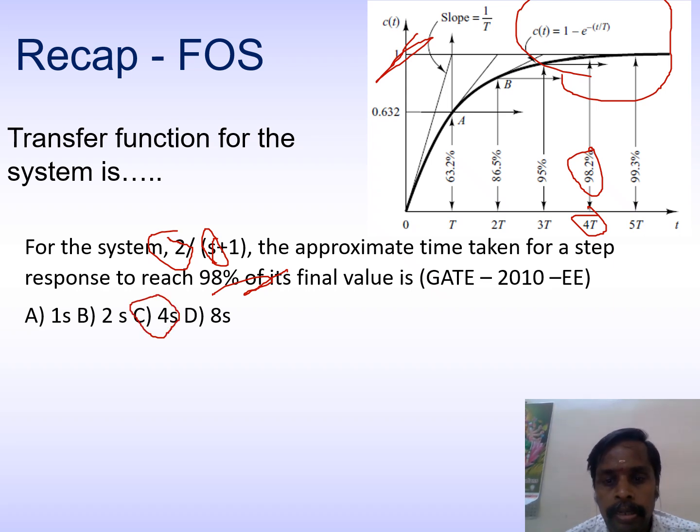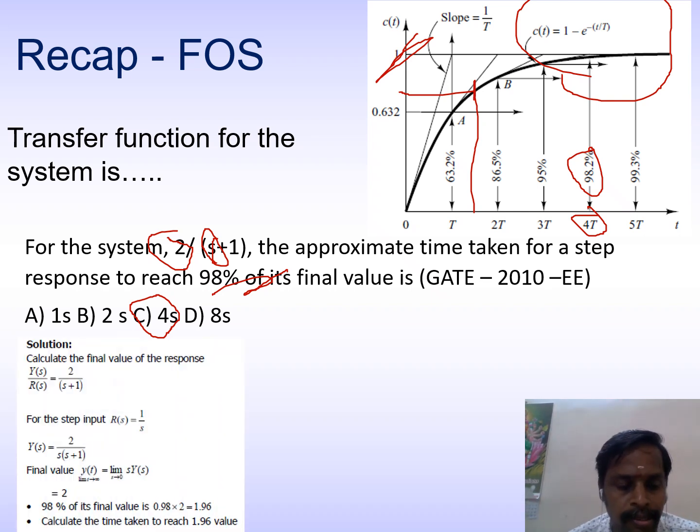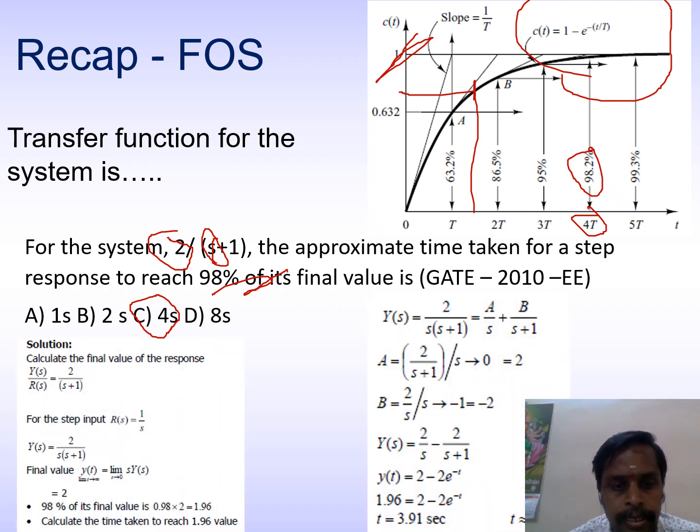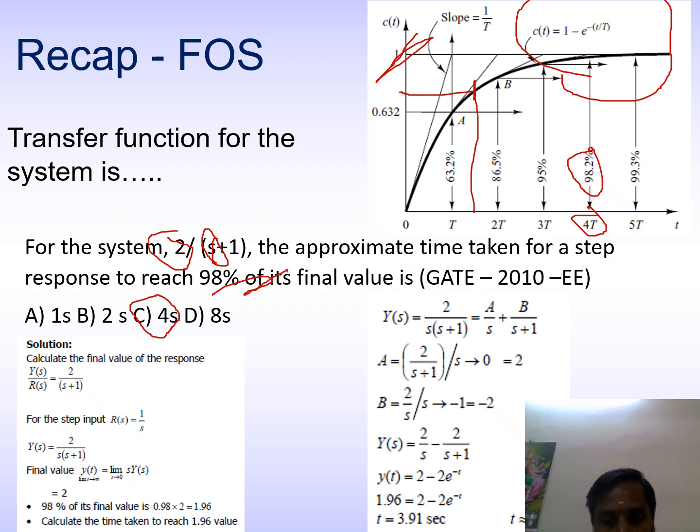Suppose they may ask about 75%. What is the time for reaching 75%? In that case, you may have to follow this concept. So in here we are applying it for 98%. For the 98%, we are getting 3.91 seconds, approximately equal to 4. 4 is the correct answer.